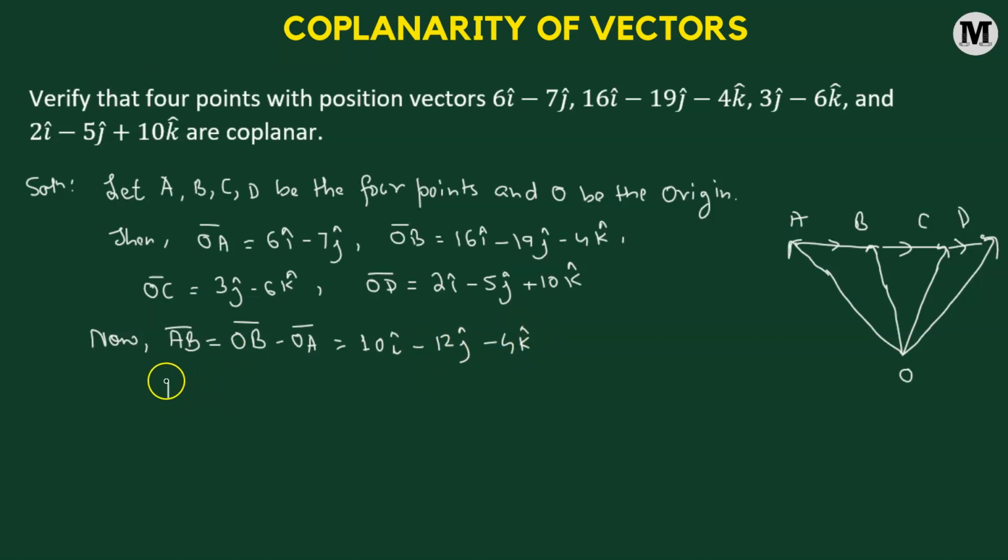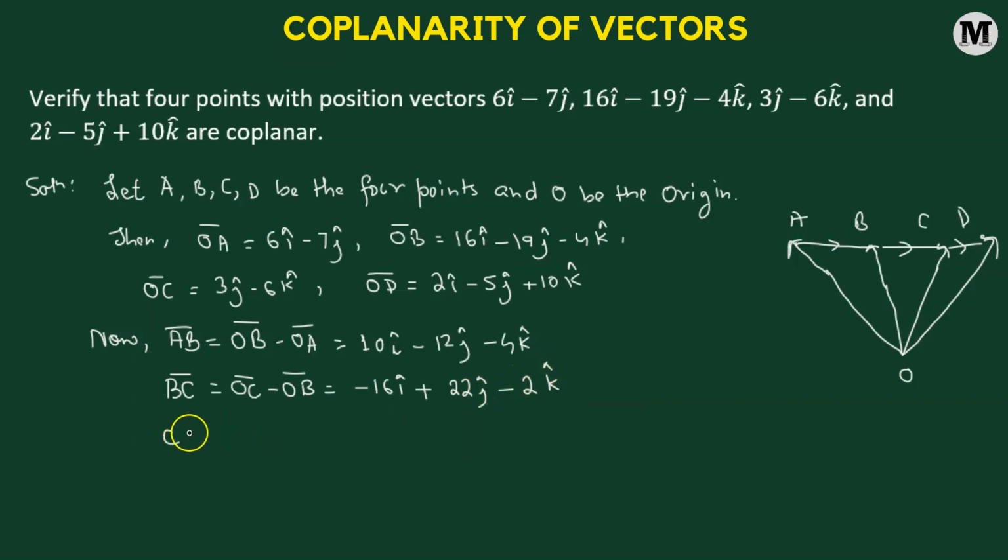Next, we'll obtain the vector BC. So BC vector, in terms of the position vector, that's OC vector minus OB vector. Now, what is OC vector? That's 3j cap minus 6k cap. And from here, we're subtracting the vector OB. So that's going to give us negative 16i cap. Then we have 3j cap minus negative 19, so that's going to be positive 22j cap. Then we have negative 6k cap plus 4k cap, so that's going to be negative 2k cap.